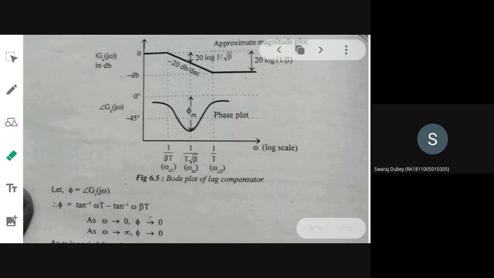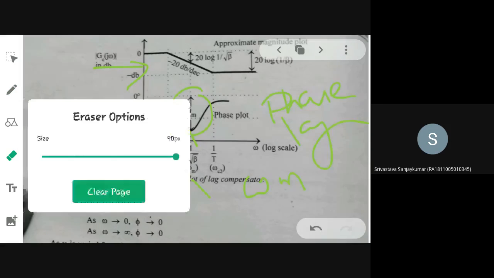So as indicated on the phase angle side, are you able to visualize that phase lag? Is there a phase lag or phase lead? Lag. This phi m is the phase lag that is being contributed by that lag compensator. Okay, so you need to know how that phi m happens, at what frequency it happens, what is omega m, all those things, and what is the nature of this magnitude plot, how you got that. All these things you have to derive. So let's see how they are doing that.